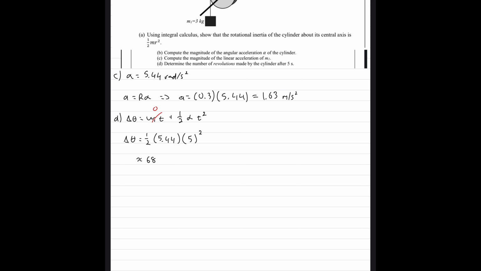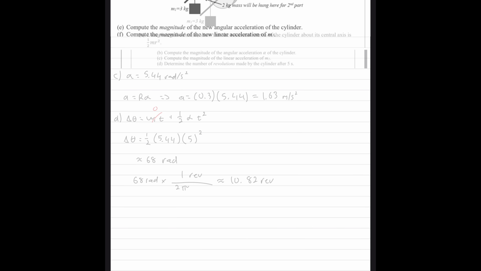about 68 rad. But then they want it in revolutions, so we know that 68 rad times 1 revolution over 2 pi, so it is about 10.82. All right, so part E, the new angular acceleration.